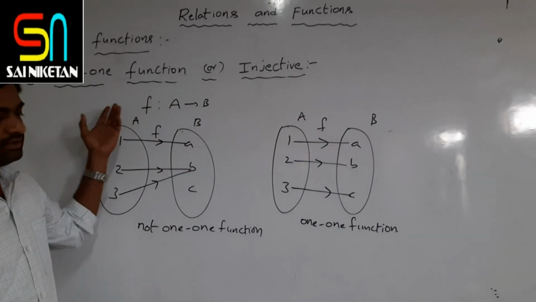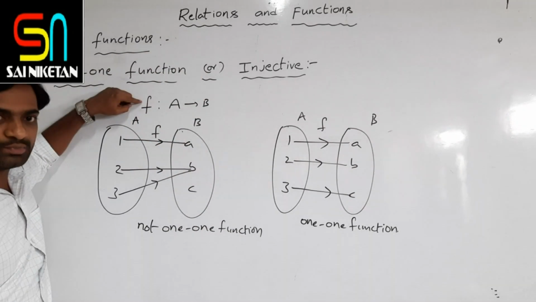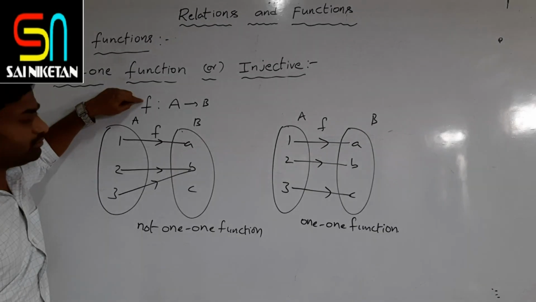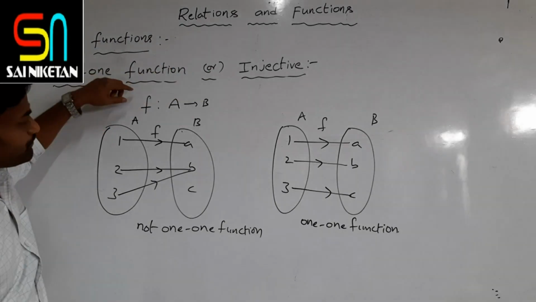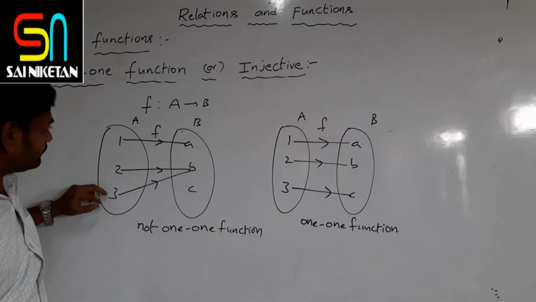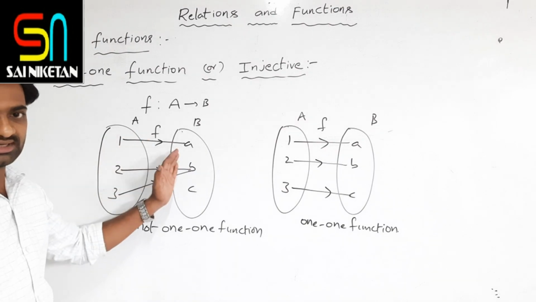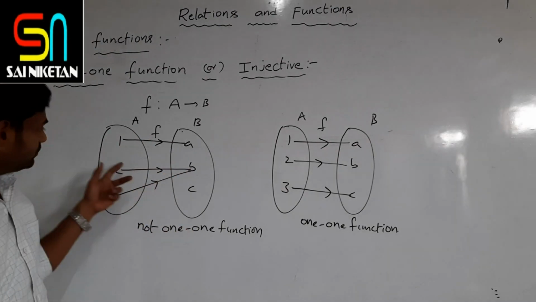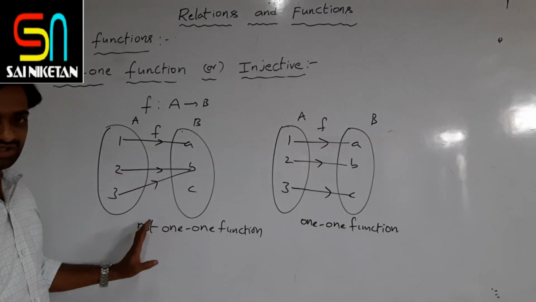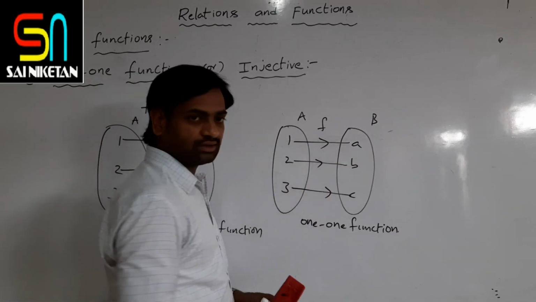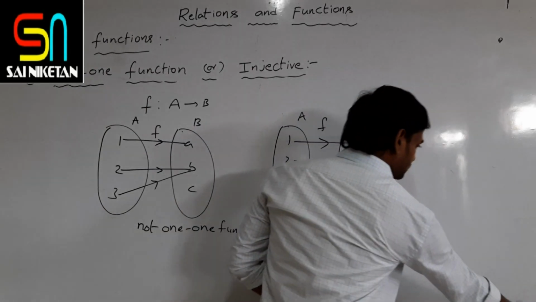See here again. See once again. One-one function means I am taking the function f from capital A to B. When you can say one-one function or injective, it means different elements of set A, or first set, should have different images in set B. So in this example, 2, 3 have the same image. That's why it is not one-one function. Next, in this one, different elements have different images. That's why it is one-one function.